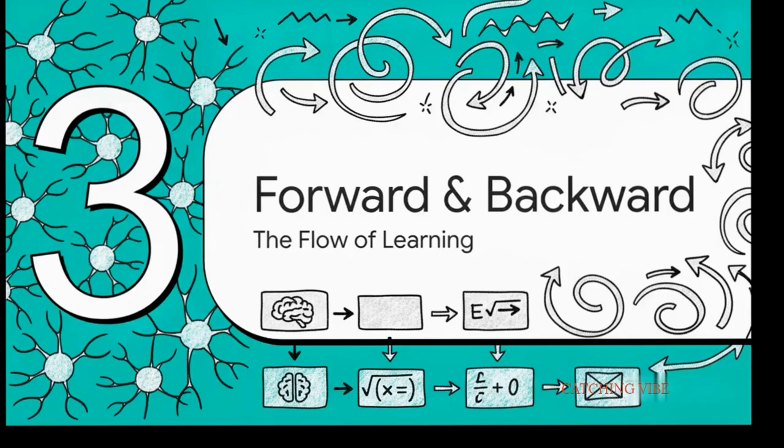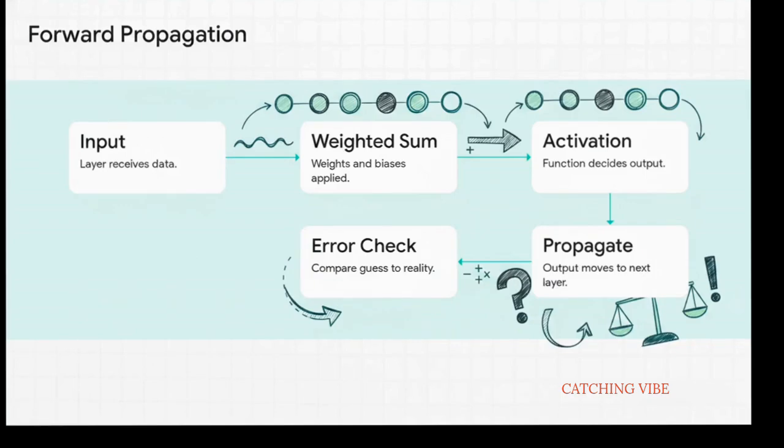Okay, section 3, forward and backward passes. Let's look at the actual flow of learning. So we have our neurons, and we have an algorithm for finding the lowest error. Let's link it all together. First up is forward propagation. This is the network's very first attempt at making a guess based on the data. The data flows in one single direction, starting from the input layer, going right through the hidden layers where all those weights, biases, and activations do their math, all the way to the output layer.